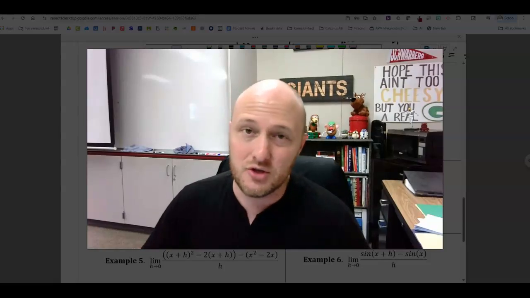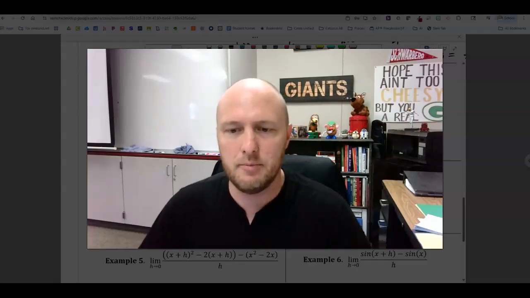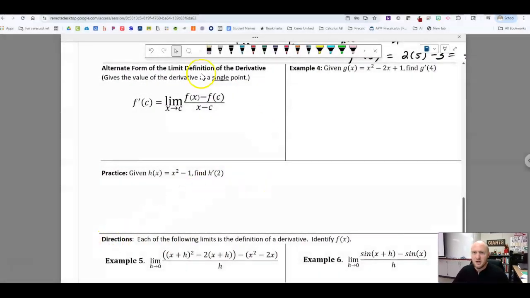Lastly, we'll go ahead and view how to find derivatives using a calculator. I'll do TI Nspire as well as Desmos, so stay tuned for that. Okay, the alternate form of the limit definition of a derivative.